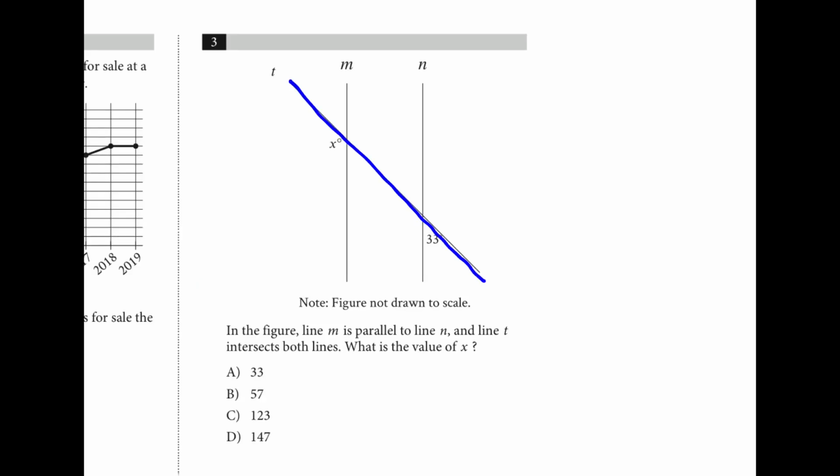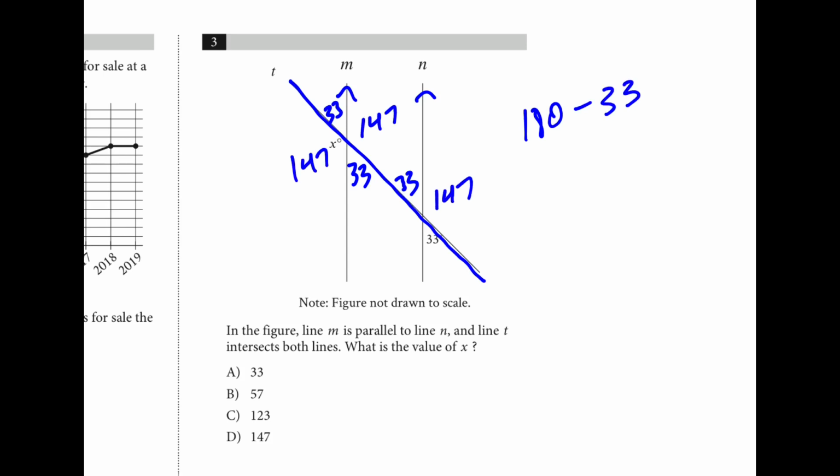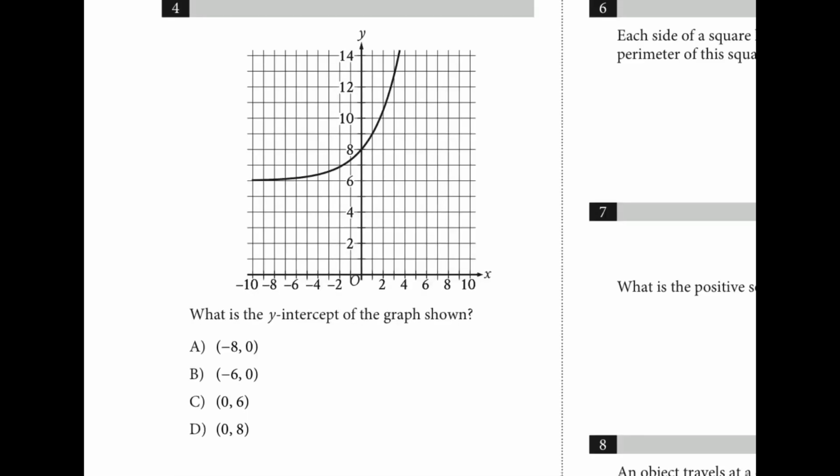Here we have what's called a transversal. This line crosses M and N, which we are told are parallel. They want to know what is the value of x. So there exists this relationship where if down here is 33, so is here, and so is here, and so is here. And then the others are supplementary. So you take 180 minus 33, and you get 147 in all of those existing places. The answer is D.